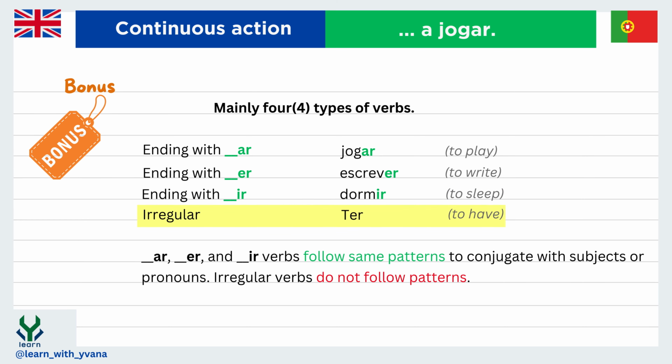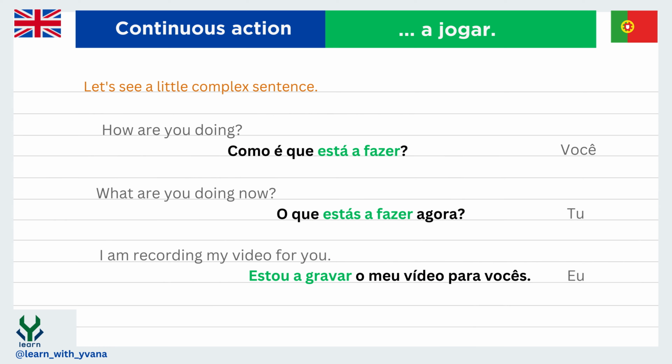Let me come to the point. Look at three more complete sentences. Just focus on the green letters here. Como é que está a fazer? How are you doing? O que estás a fazer agora? What are you doing now? Estou a gravar o meu vídeo para vocês. I am recording my video for you.